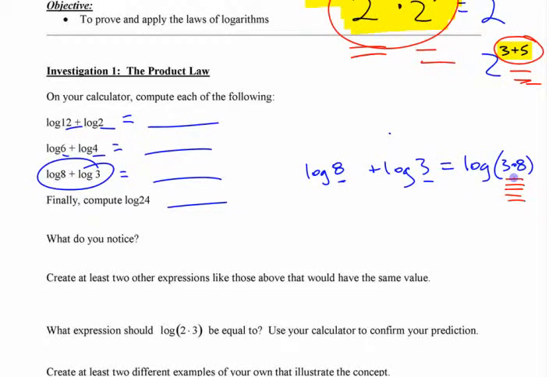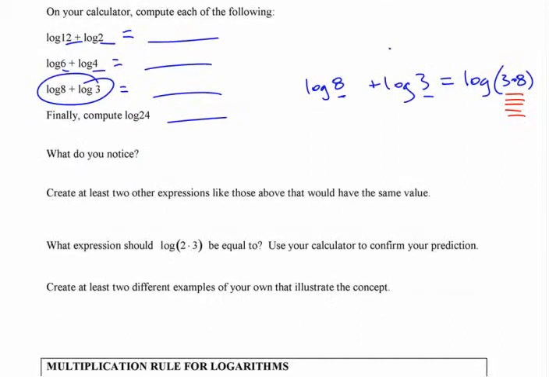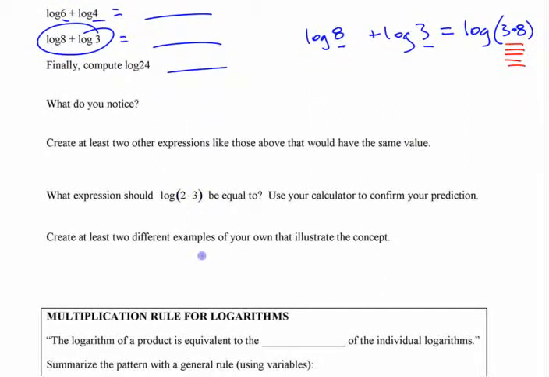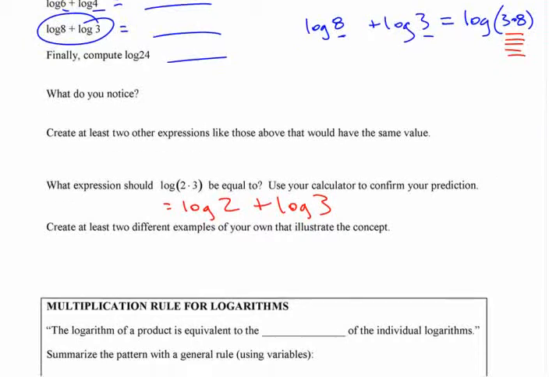All right? You can make up your own down below. It says what's log 2 times 3 equal to? It's going to be equal to log of 2 plus whatever log of 3 is. You can test it to make sure if you want.